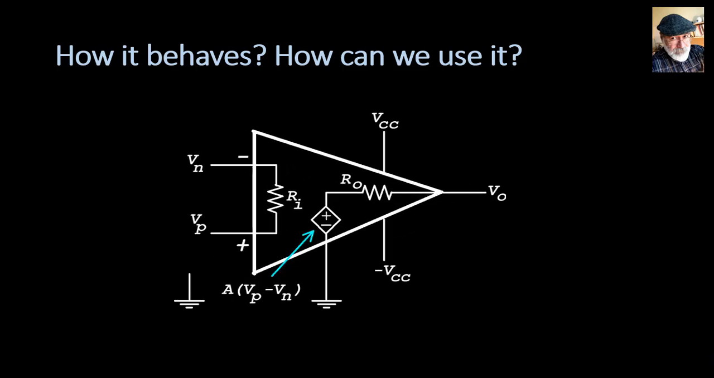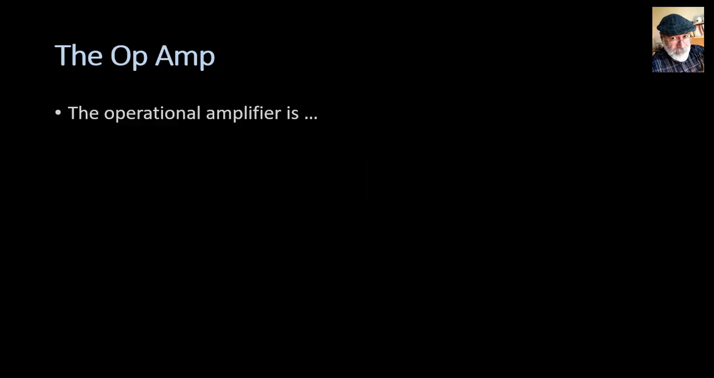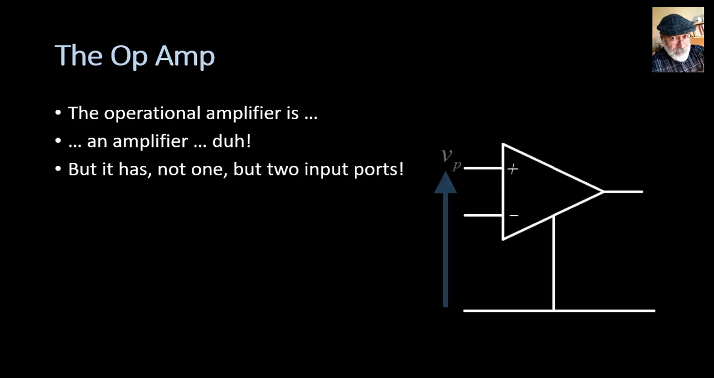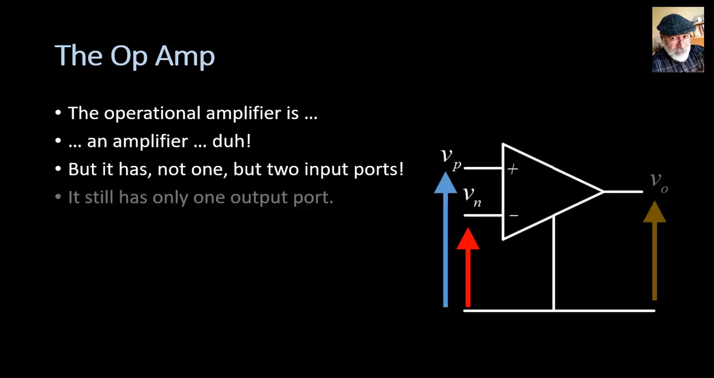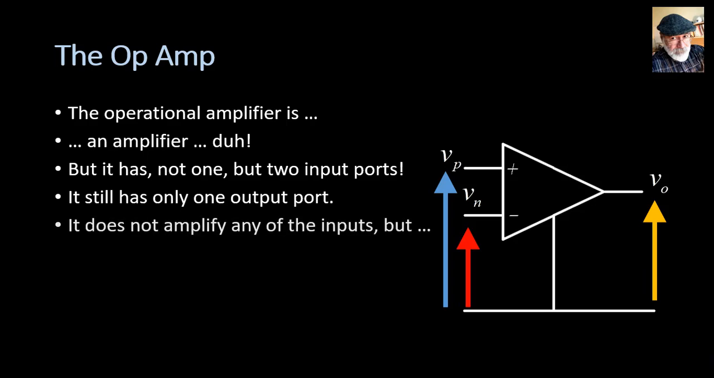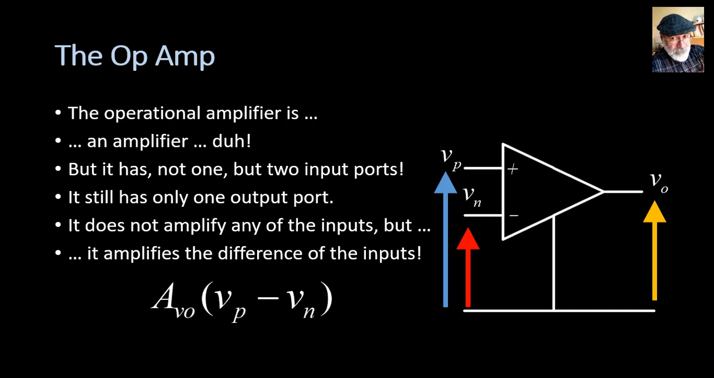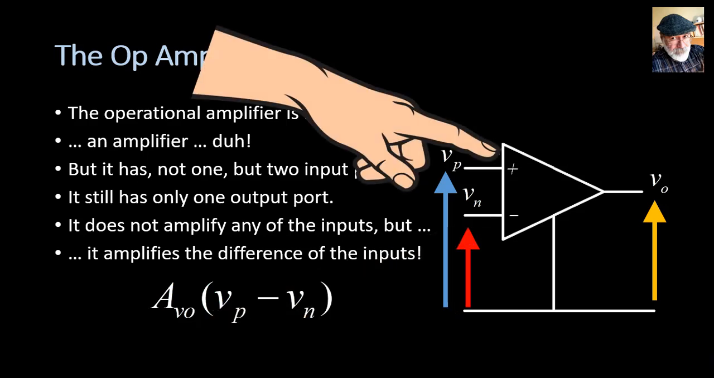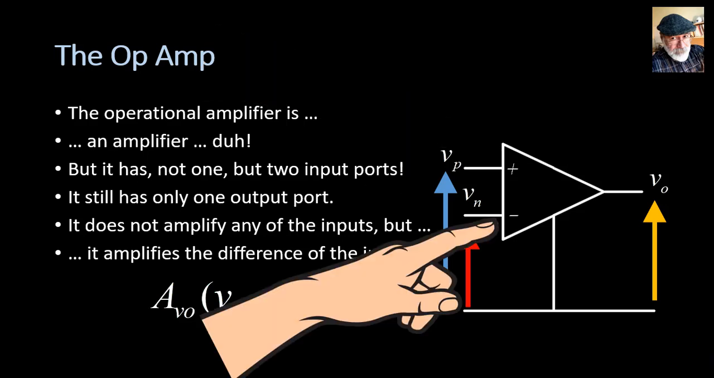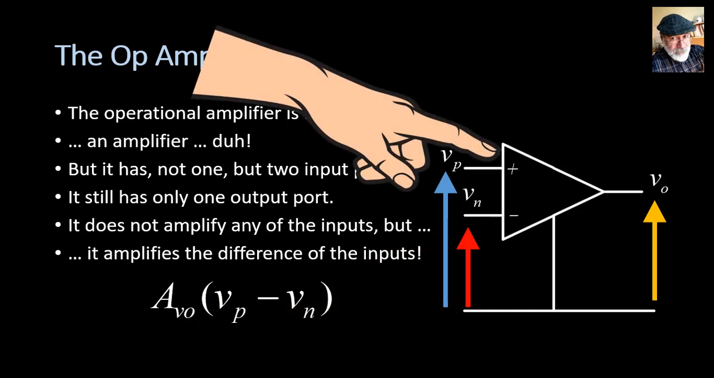And for that, we need a very special equivalent circuit, one that emphasizes its behavior. The op-amp is an amplifier, but it has not one but two inputs, VP and VN. It amplifies not VP, it doesn't amplify VN, it amplifies the difference, VP minus VN. The names of those input terminals are the inverting input and the non-inverting input. You may call them the N terminal or the P terminal, even the minus and the plus one. But please, in my classroom, never call them the negative or the positive one.